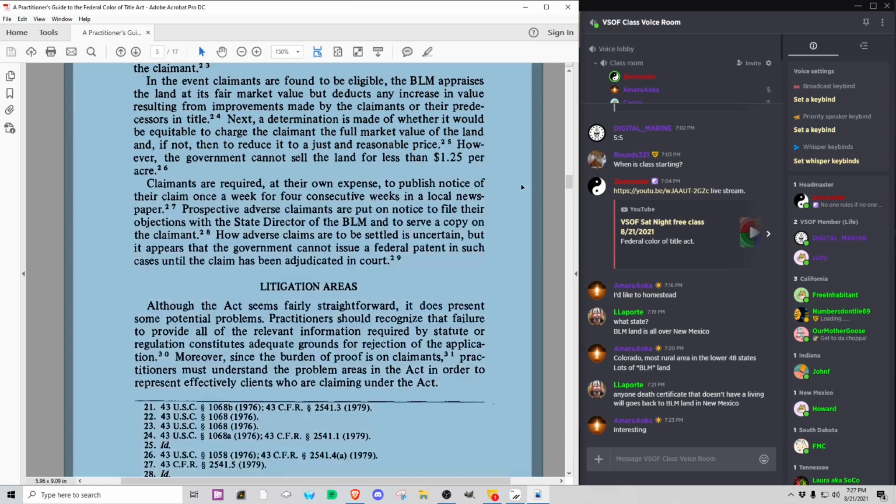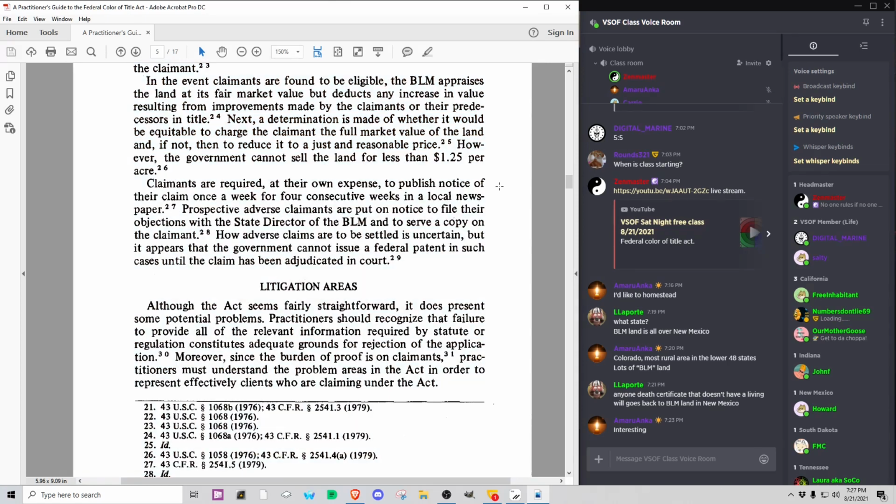All right, to continue, claimants are required at their own expense to publish notice of their claim once per week for 4 consecutive weeks in a local newspaper. That's funny, because that's exactly what we do when we do the Declaration of Allodial Lands. We publish it in the newspaper for 4 consecutive weeks and say, this land is now allodial by the decree of the sovereign that owns it, who holds lawful title, meaning the original land patent.